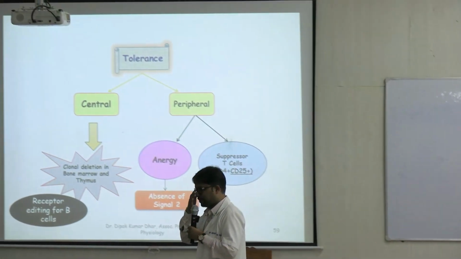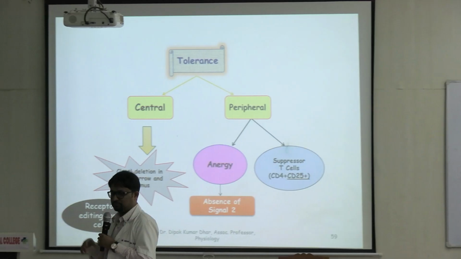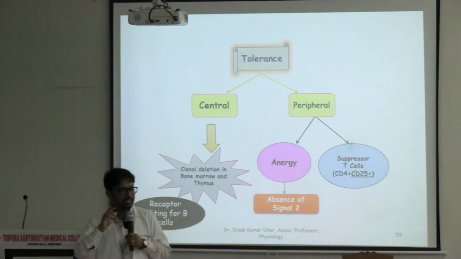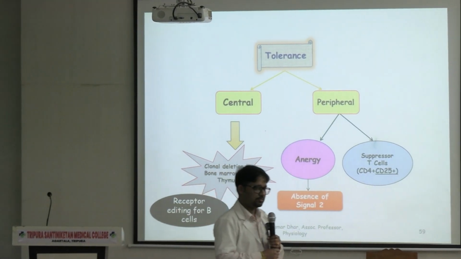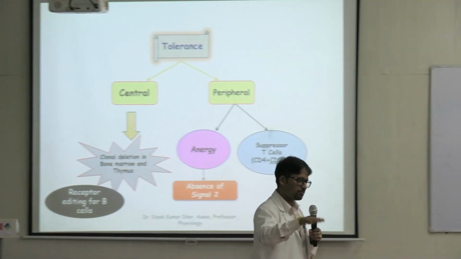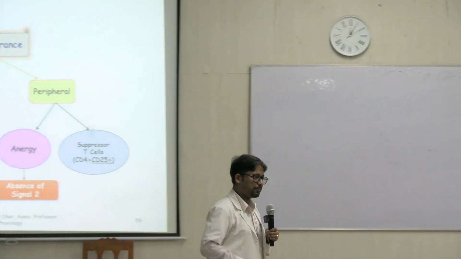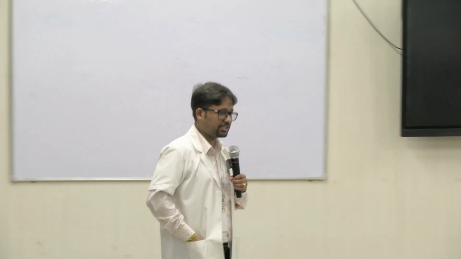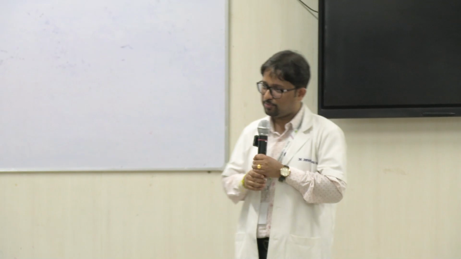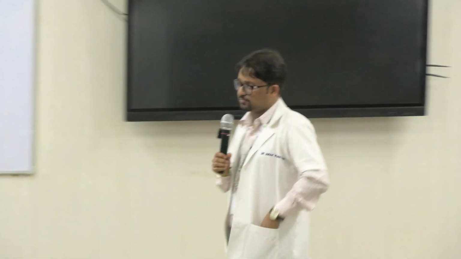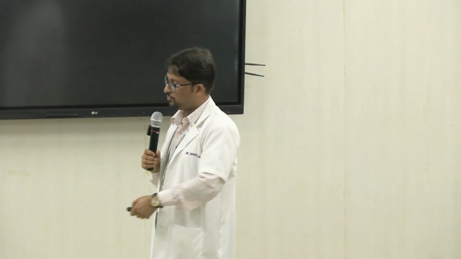In peripheral mechanisms there are two things: suppressor cells, also called regulatory cells. As the name tells you, whenever it finds that the immune response is getting too much, it will suppress it. It will suppress the effector cells by inducing apoptosis. Then anergy. Anergy is where signal 2 is not delivered.